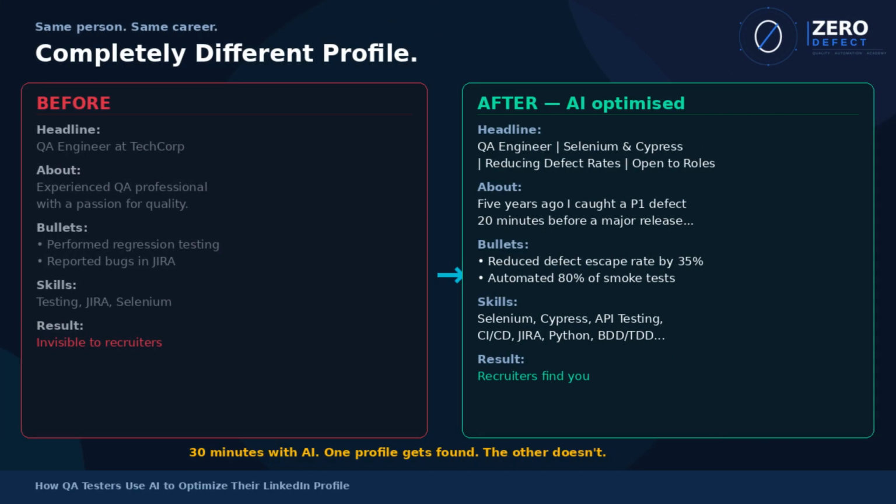Let me show you the full transformation. Same person, same experience. Before, headline says QA tester. About section says experienced QA professional with a passion for quality. Experience says performed regression testing. After, headline says QA engineer, Selenium and Cypress, reducing defect escape rates, open to opportunities. About opens with 5 years ago I caught a P1 defect 20 minutes before a major release. Experience says reduced post-release defect rate by 35% by building a 200 test regression suite. Same career, one profile gets found, the other doesn't.